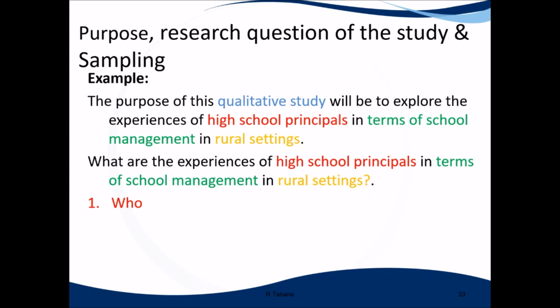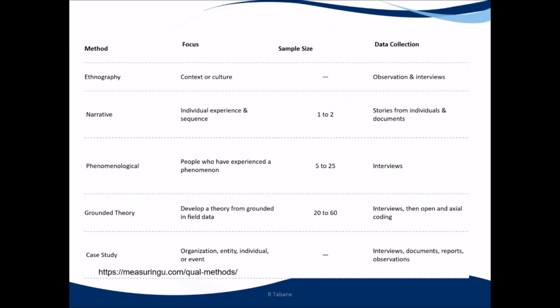Who? They are there. High school principals. What? The phenomenon of study? School management. How? I'm going to use a qualitative study. And where? Rural setting. Do you see how easy this is? So this is just a slide that will indicate to you, if you choose a particular research methodology, what type of sampling and the size of that sample should be.